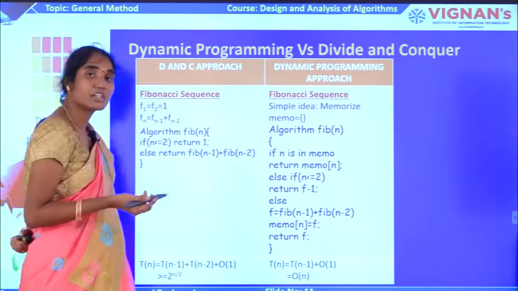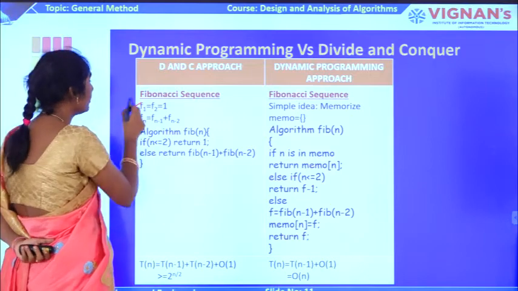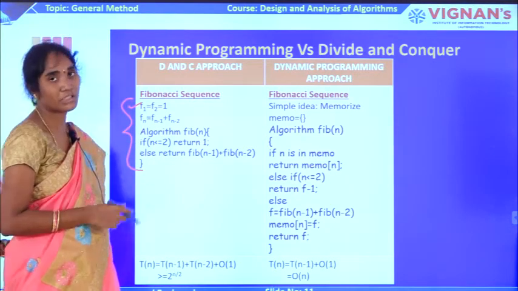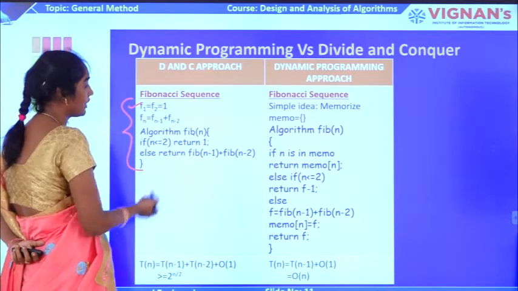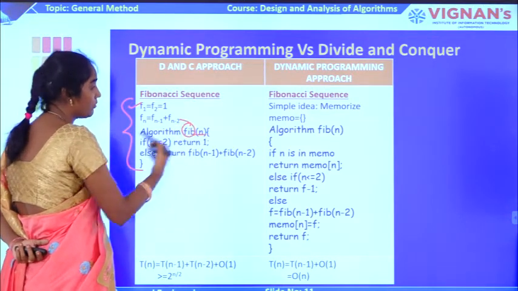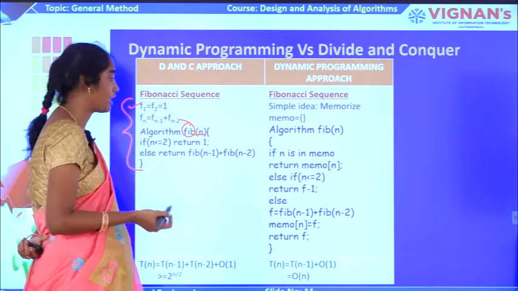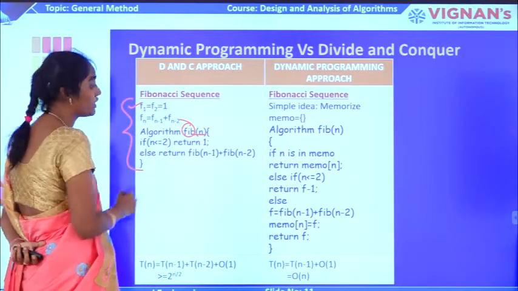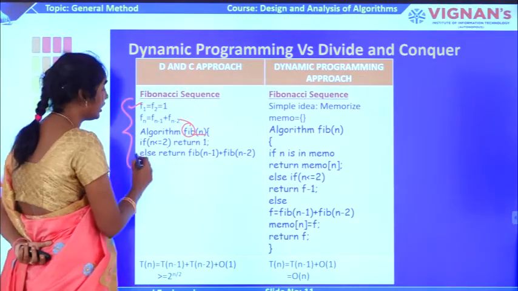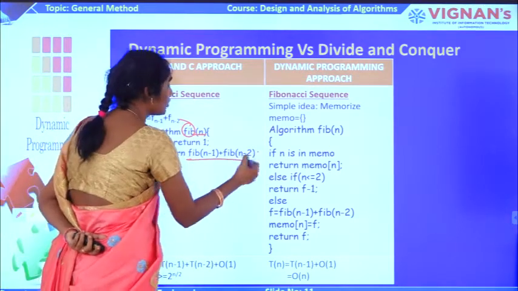So let us consider the Fibonacci sequence. This is the basic logic behind the Fibonacci sequence. Here fib of n, where fib stands for the algorithm name and n is the number of the nth Fibonacci term I require. If n is less than or equal to 1, simply return 1. Otherwise, I return fib of n minus 1 plus fib of n minus 2.